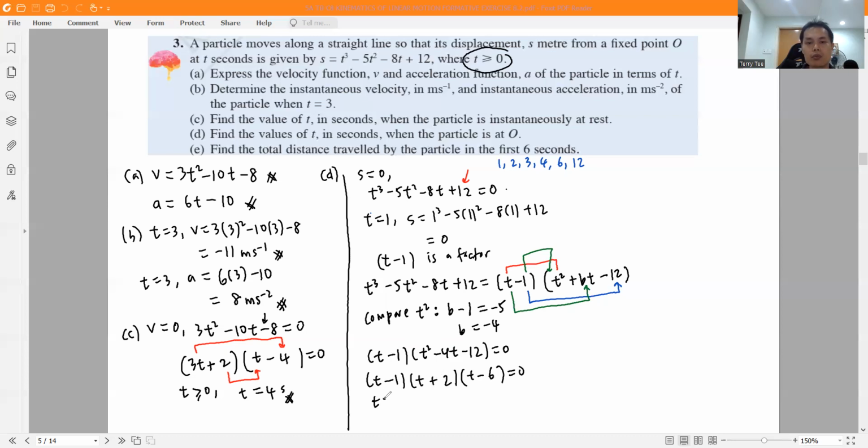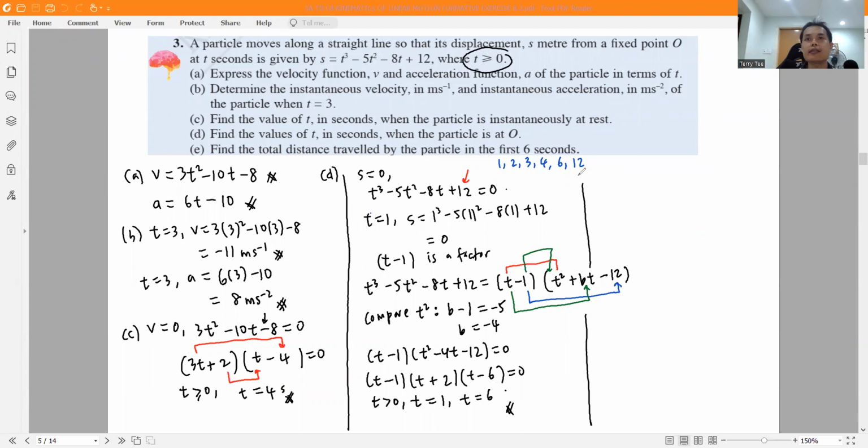Now we know t is more than 0, so t is 1 or t is 6, right? So there are two values of t for which the particle returns to 0.0. Remember, this is actually not in the syllabus. You don't need to know how to solve a cubic function. But the textbook decided to give you a challenging question like this. You have to use your brain to think, right? It's a little bit off the syllabus.